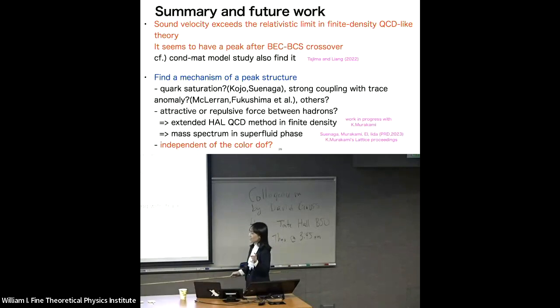But to be honest, two-color QCD is special, because in two-color QCD all hadrons, meson and baryon, are bosons. And the bosonic theory needs a repulsive force. Otherwise, the vacuum collapses, decays, becomes unstable. So we believe that there is some repulsive force between the hadrons in two-color QCD. But the most important question is whether such a mechanism is independent of the color degrees of freedom.